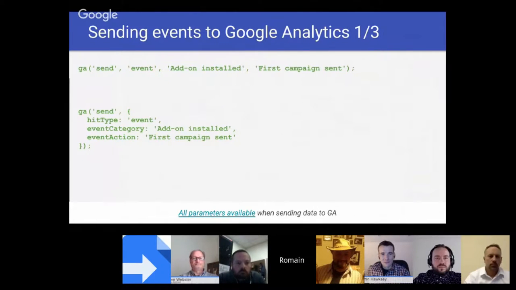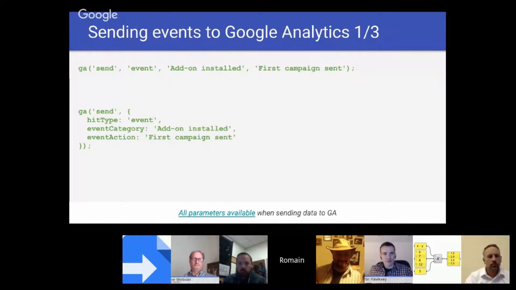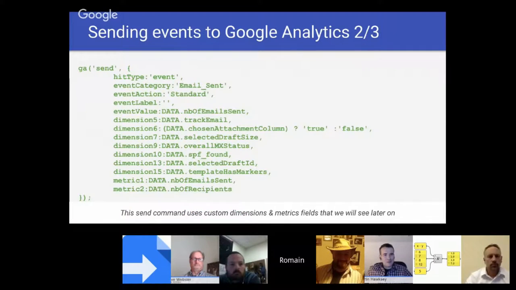Sending events to Google Analytics is quite simple. On the client side, as we are serving web parts, web pages in add-ons using the HTML service, we can include the JavaScript library that Google Analytics provides, and then simply send events using the ga method to send all the information. And this tool provided by Analytics lets you send quite a lot of information, in fact, when sending a single event to Analytics.